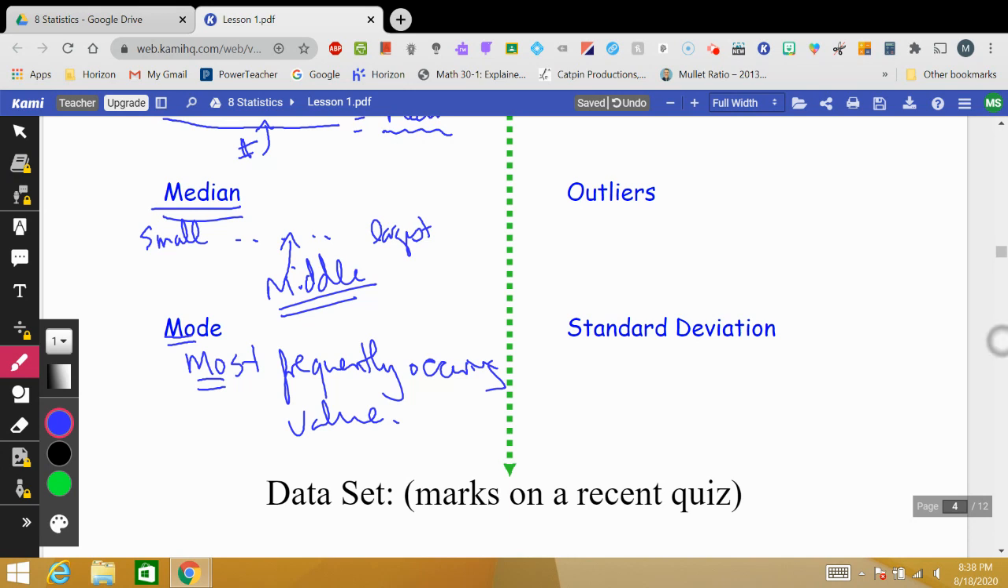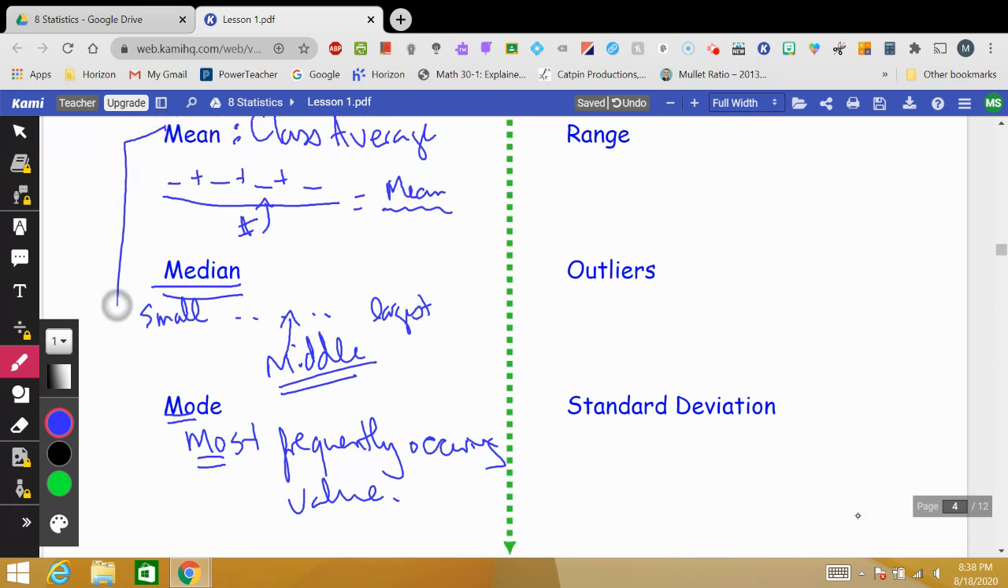Now, one thing to note with mean, median, and mode, they're usually not equal to each other. When they are equal to each other, we have something called a normal distribution, which we'll get into later on in this unit. But most of the time, they're not equal.